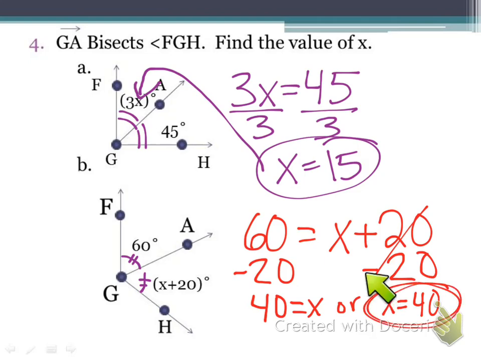Now, a lot of students don't like when the x is in the second half of the equation. They just prefer it to be up front. If you want to write this equation so that it's x plus 20 equals 60, if that's something you're more familiar with, more comfortable with, it's fine. You can pick which angle goes in the front of your equation since they are congruent.